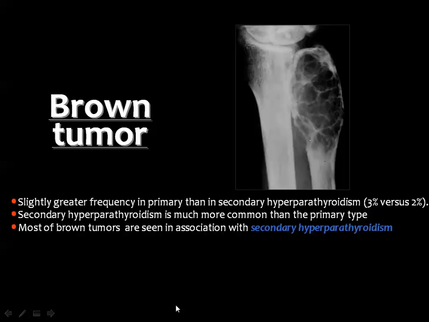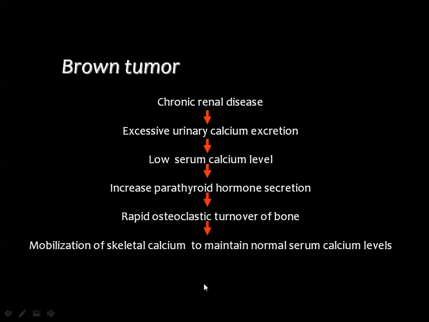One of the findings also of hyperparathyroidism is the brown tumor. The brown tumor is slightly more frequent in primary than in secondary hyperparathyroidism. But consider that secondary hyperparathyroidism is more common than the primary hyperparathyroidism, then you will see brown tumors in the secondary type more commonly than in the primary type. What is the brown tumor?